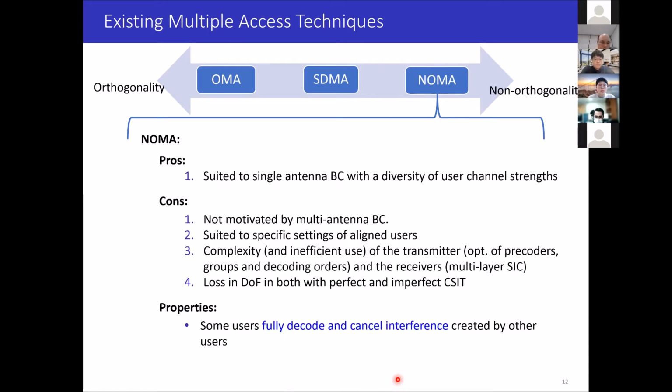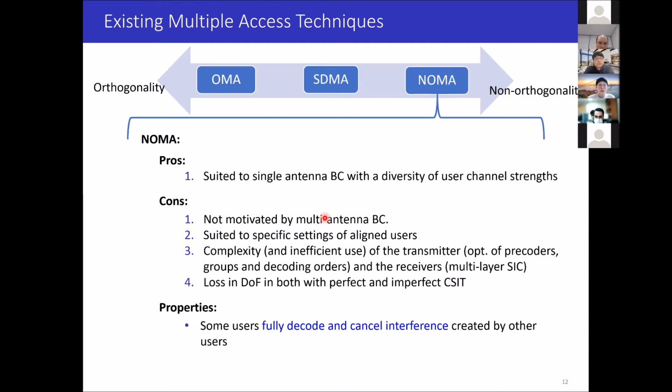So the main observation is the following one. NOMA, we know, is capacity achieving when you have single antenna broadcast channels, when you have single antenna nodes. So one antenna at the transmitter and one antenna at each of the receivers. And this works really well when you have a diversity of channel strength among users. The drawback is that it is not motivated at all by multi-antenna broadcast channels. Once you have multi-antenna, multi-user communications, we can show quite easily that this is not a good strategy in terms of coming close to the capacity region.